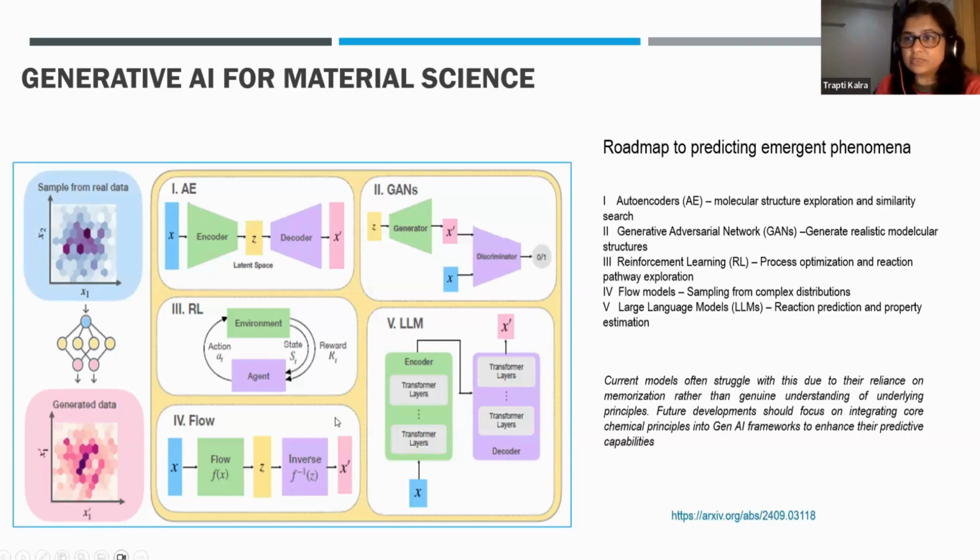The other one is flow models. Flow models are a little bit similar to the encoder-decoder. Here we take an objective function which we call flow, apply some kind of transforms to it, and then try to reverse that function to get the same output. It is along the same lines, and this is also used for sampling through complex distributions. The other one we know is the transformer-based architecture, which is the architecture behind large language models such as ChatGPT. This can also be applied to chemical structures, because text is a sequence; similarly, a chemical structure is a sequence, and a chemical reaction is also a sequence. So applying them for reaction prediction and property estimation is another emerging area.